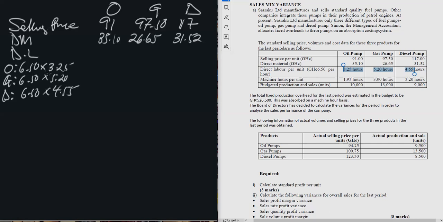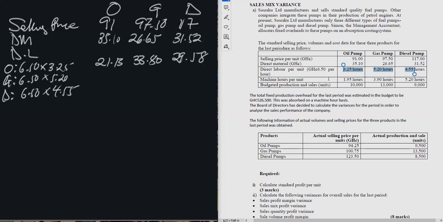So we can easily get the direct labor just like we've seen here. We have 6.5 by 3.25 hours. That means direct labor should be 21 cedis 13 pesos. Then 6.5 by 5.2 gives us 33 cedis 80 pesos. Then the last one, 6.5 by 4.55, gives us 29 cedis 58 pesos. Okay, so that is what we have.